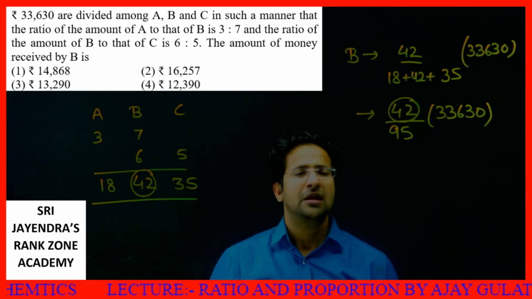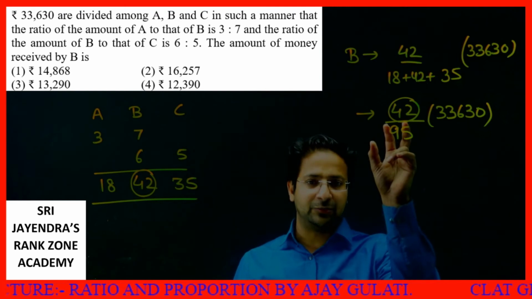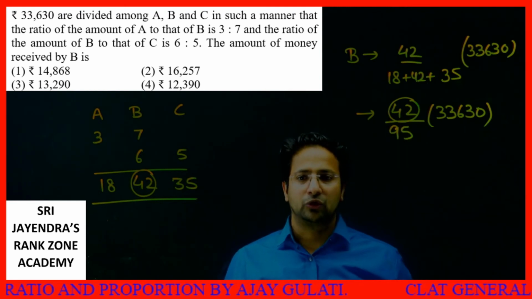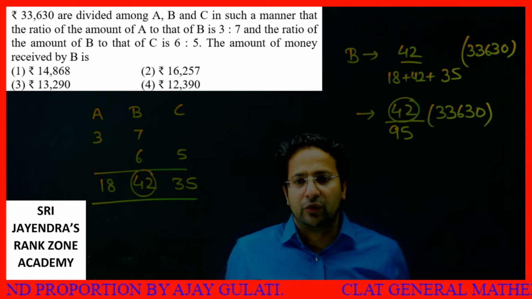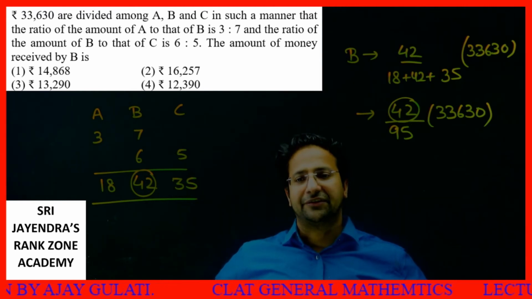We can check it. This 42 is also divisible by 6. So let's say the answer must be divisible by 3 also. So 12,390 and 14,868. Last option is divisible by 3. Let's just try for the first option.